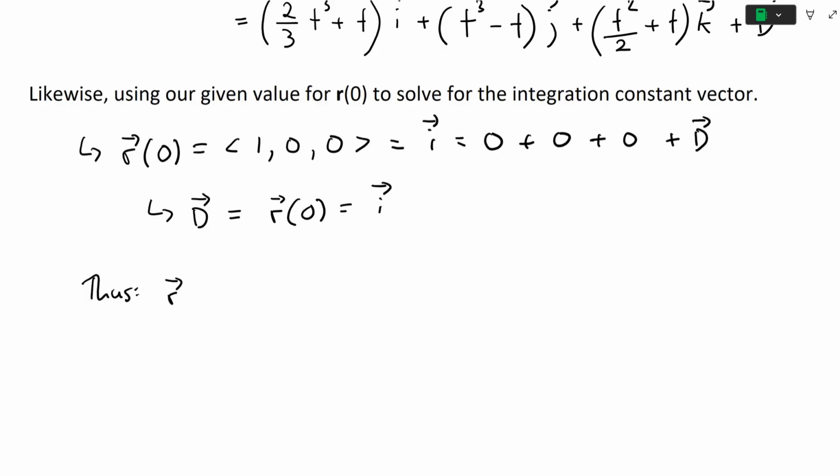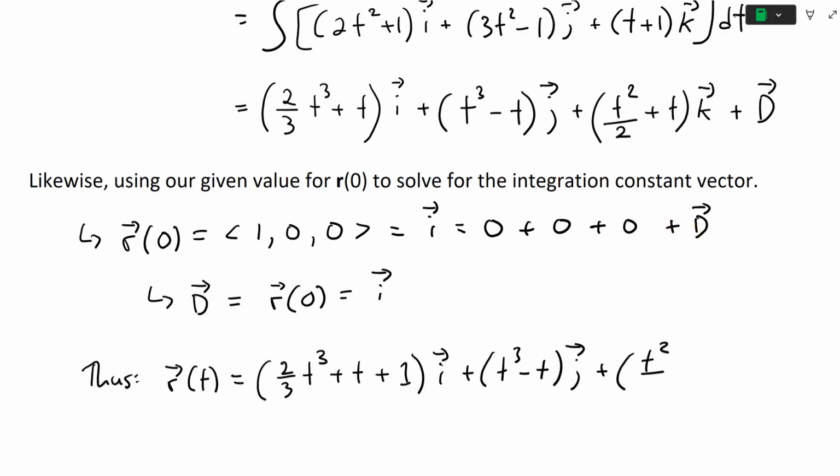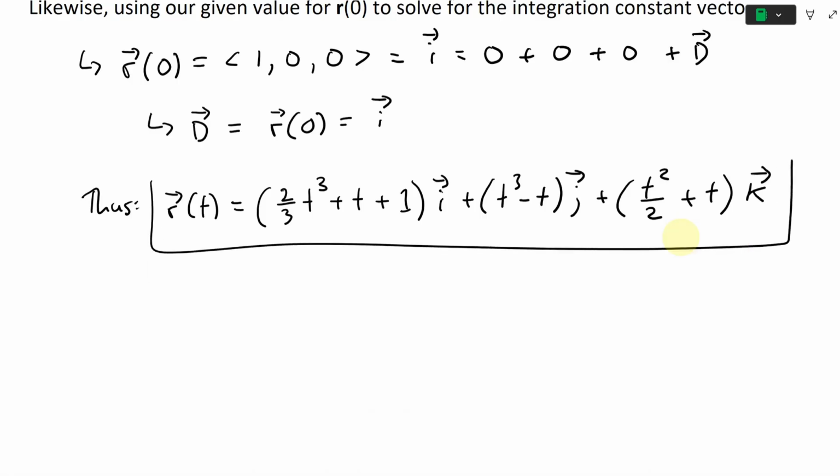the position vector, r of t, is equal to the whole thing. I'm just going to move my mouse here. 2 over 3 t cubed plus t, and then plus the 1, the i. So that's all, plus t plus 1. That's the only difference that we have there. And then plus t cubed minus t, j, plus, and the last one, t squared over 2 plus t, and this is going to be our k. So that's pretty much it. We can box this whole thing in.